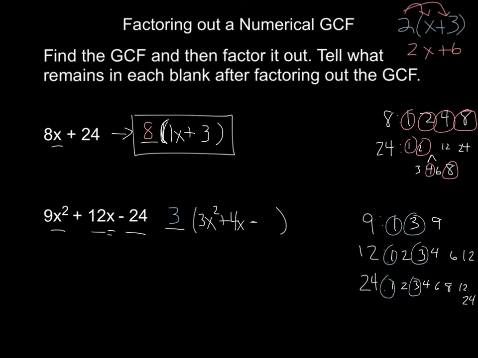And then 24, actually negative 24, but we have that negative right here. 24 divided by 3 is 8. Again, if we check this by distributing, 3 times 3x squared is 9x squared. 3 times 4x is 12x, and 3 times negative 8 is negative 24. And that is why we did our multiplying and distributing in a previous unit, to make sure we could check these that we've factored out the correct GCF.